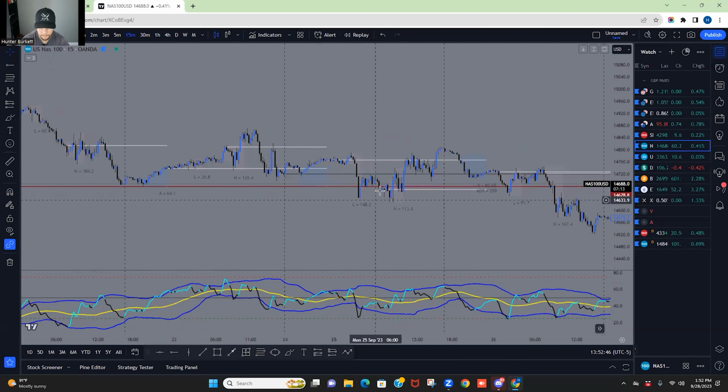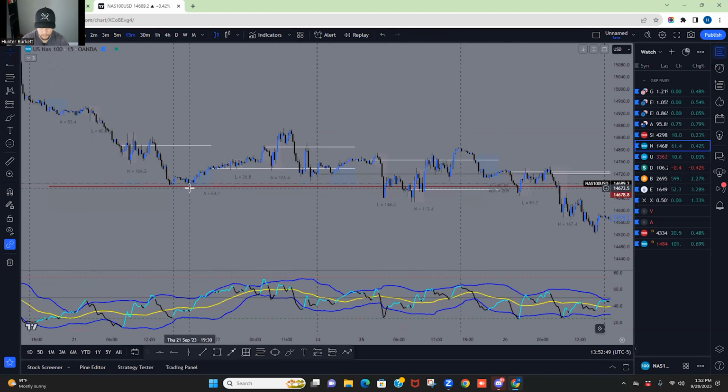Okay, right here. So we have a sweep at that low. Now, I'm not trying to get you to trade against the trend. This is a scalping method. That's why it's quick. You get your profits, you get out.